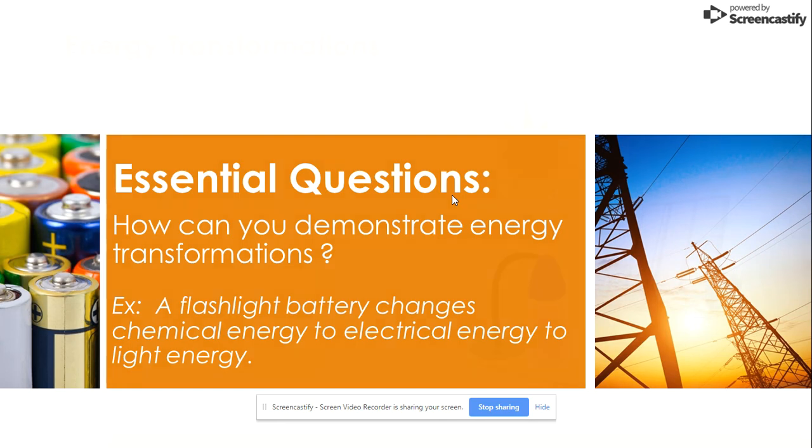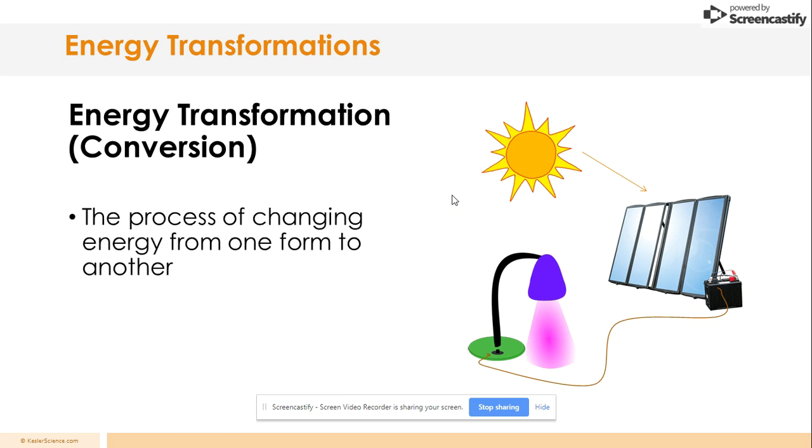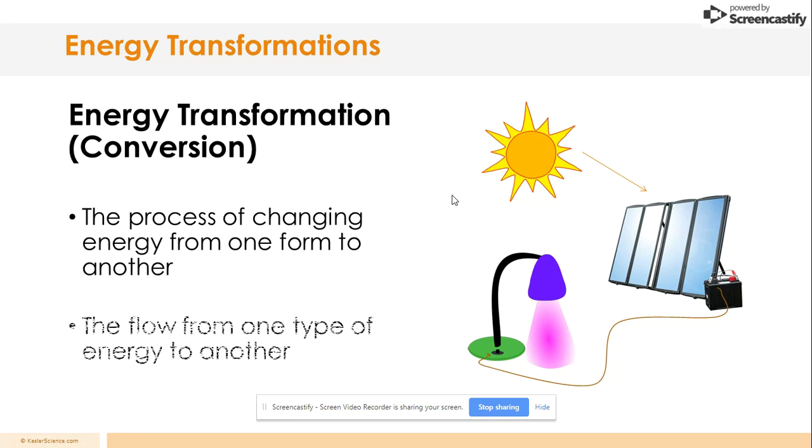Let's take a look. Energy transformations are also called energy conversions, which is the process of changing energy from one form to another. And then it flows from one type of energy to another type of energy. If you look at our picture, here we see the sun converting energy in solar panels into electricity and into light.